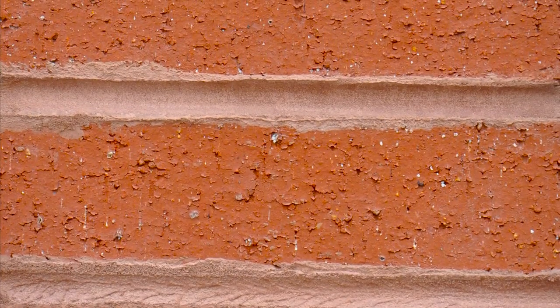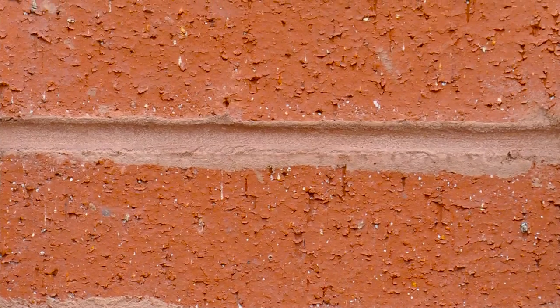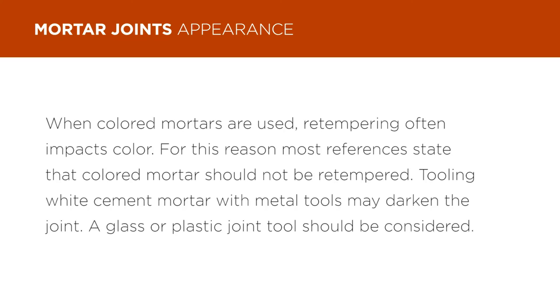In this case, the bottom mortar joint was tooled immediately after placement of the unit. Remaining mortar joints were tooled at progressively greater time intervals and thus stiffer consistency. The relationship between mortar consistency when tooled and mortar color is quite apparent. When colored mortars are used, retempering often impacts colors. For this reason, most references state that colored mortar should not be retempered.